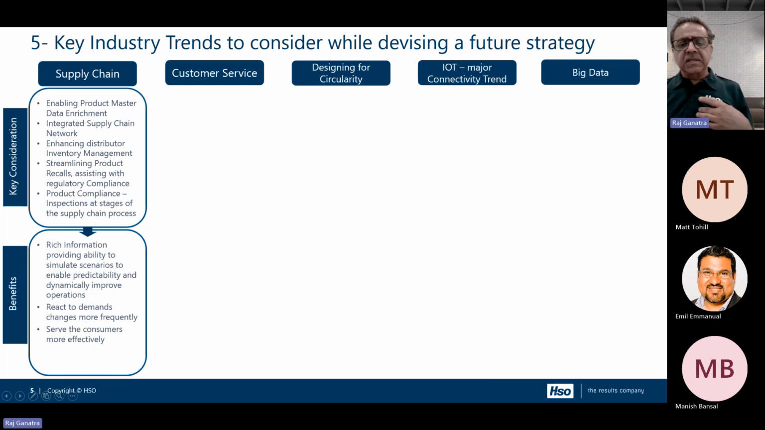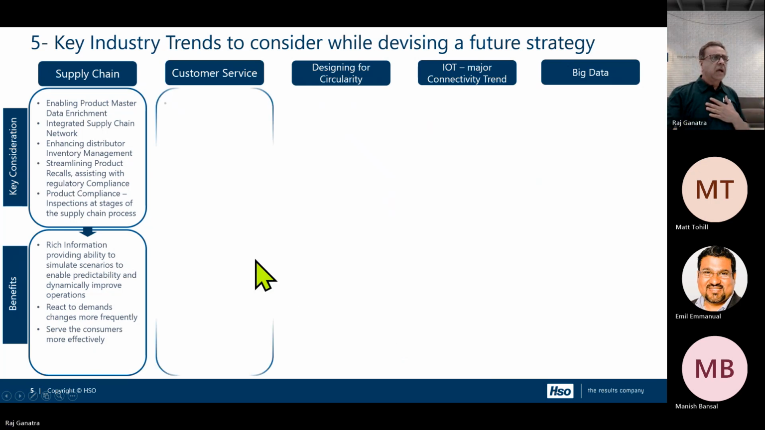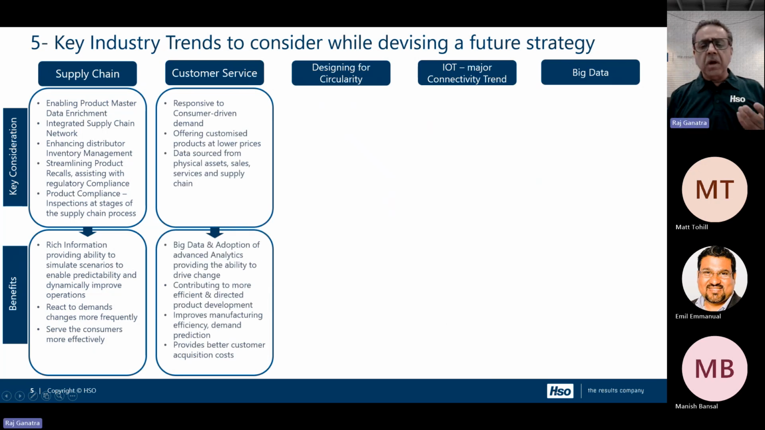Moving forward around the customer-centric area, how can organizations be responsive to the customers? Because the customers and your consumers are helping reshape the end product by giving a lot of feedback, their demands, their specific requirements, which drives manufacturing. And it allows you to provide the customer in your industry customized products at a lower price.